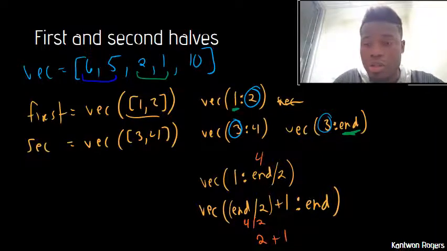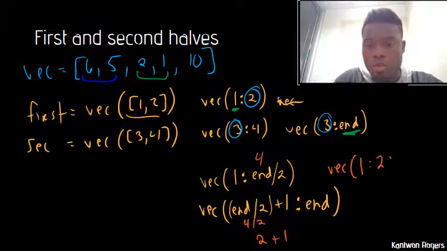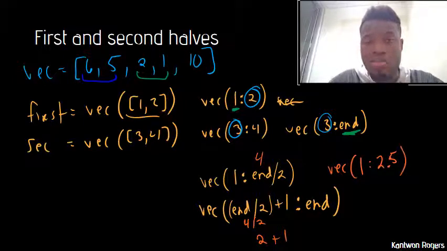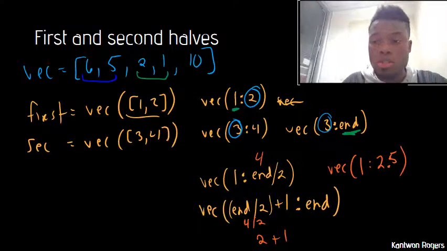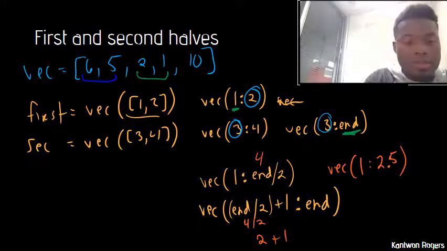5 divided by 2 is 2.5. And if I try to say something like vec from 1 to 2.5, I get an error because you don't have a 2.5th position. So in order to account for this, I would have to round whatever math that I'm doing there. So the most generic way of doing this is my first half.